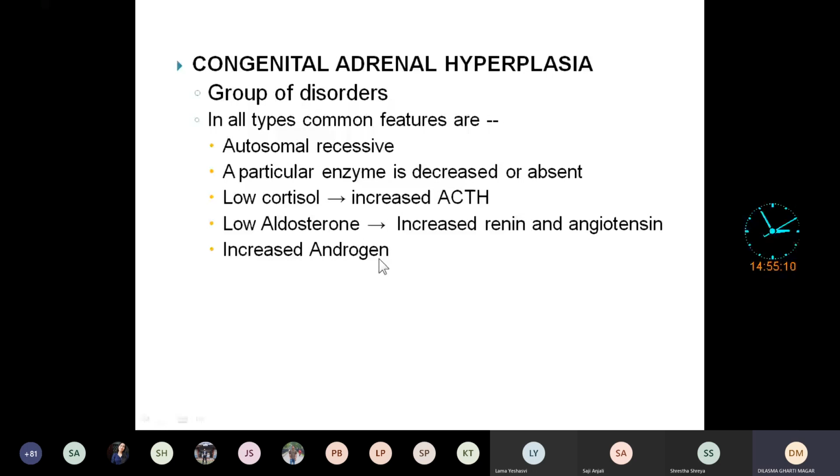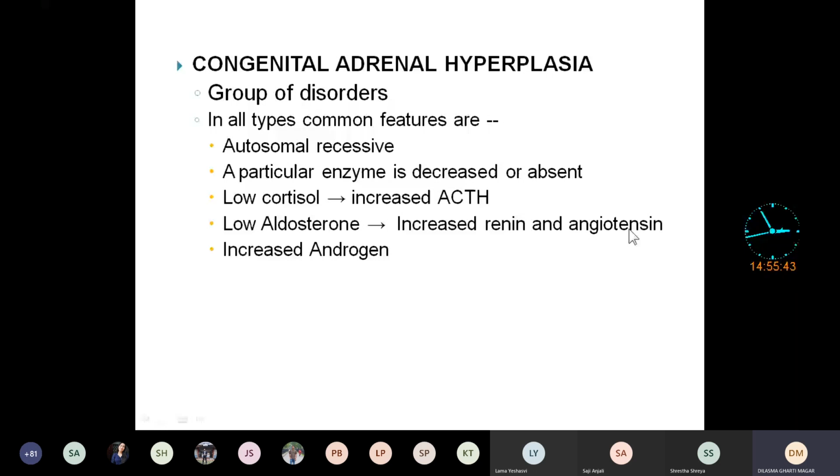So cortisol, it is coming from which layer? Zona fasciculata. Oh, good. Okay, zona fasciculata, isn't it? So here there will be a low cortisol level. Whenever there is a low cortisol level, it will lead to increased ACTH production, isn't it? And then also the low aldosterone. So the mineralocorticoid is also reduced. That's why it will lead to increased renin, and then the angiotensin production will be more.